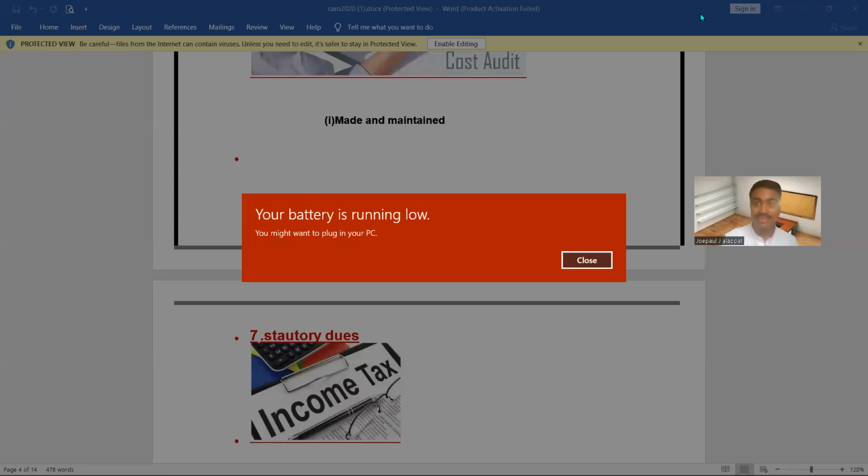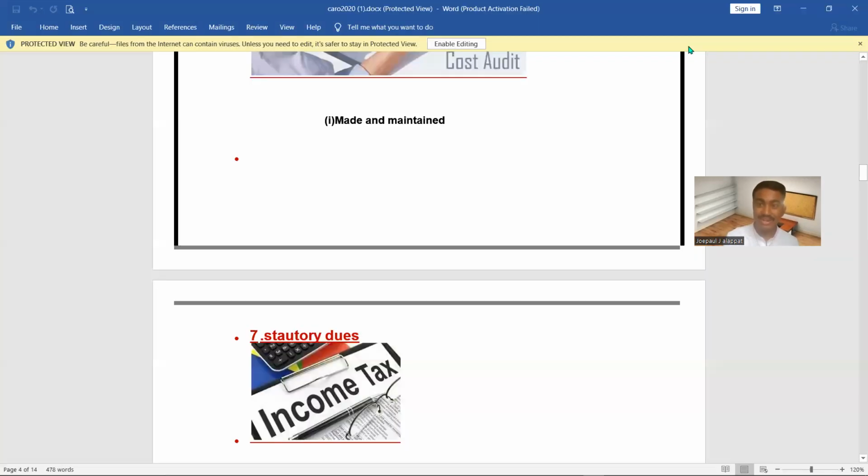I think my battery is getting a bit low.